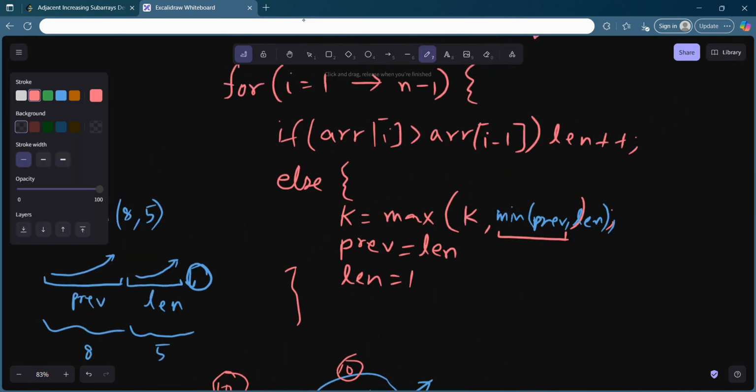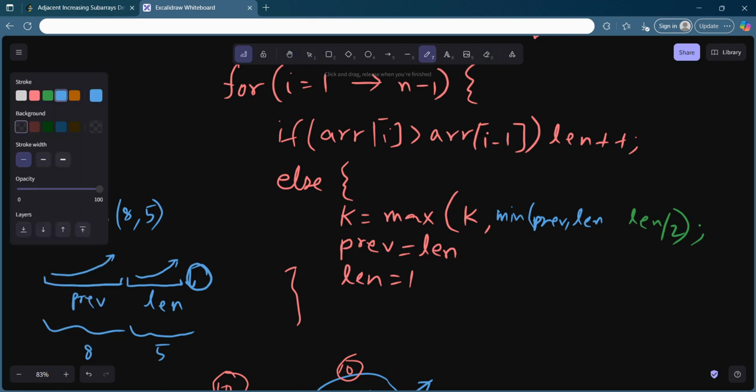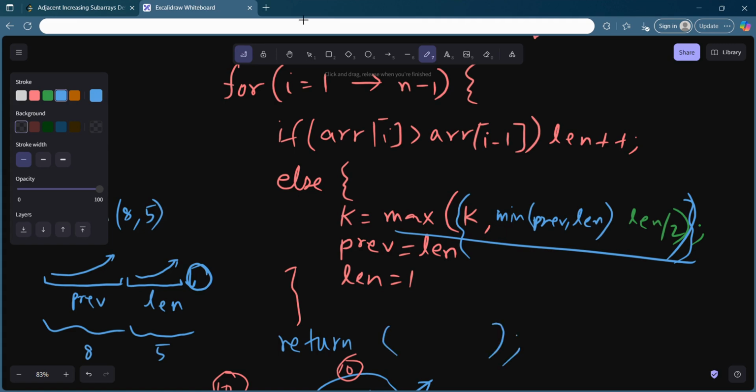So what can you place as the third argument? len by 2. This is all. So what you need to do is simply calculate the maximum value of all these, and that will be your answer. You can just simply return k. Or instead of returning k, you could have written this whole thing again and just returned it.